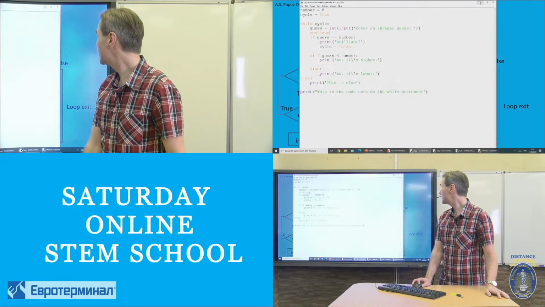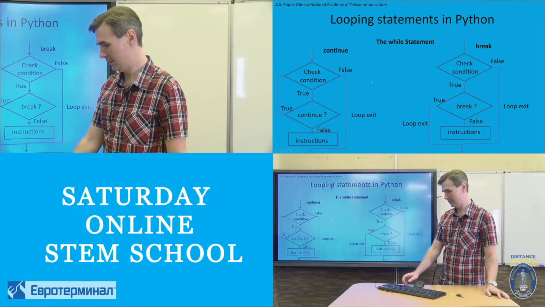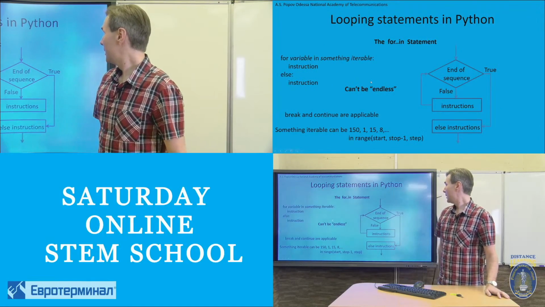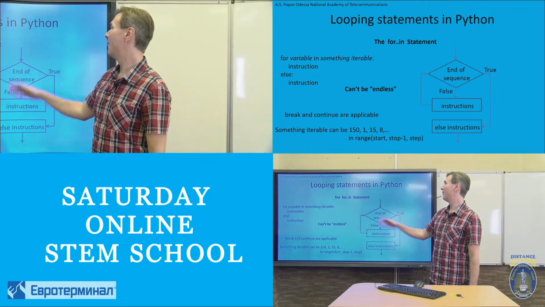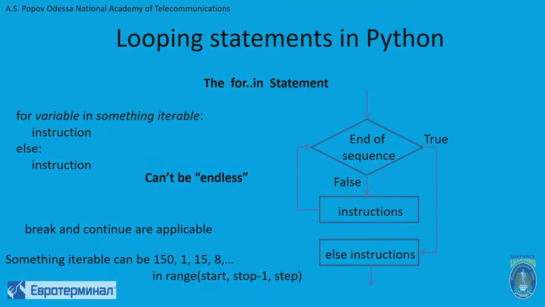So now let's continue. Another looping statement in Python is the for in statement. First of all, this statement works according to this logic. First, we provide something iterable to the for statement. Iterable means we can take more and more values from this object.